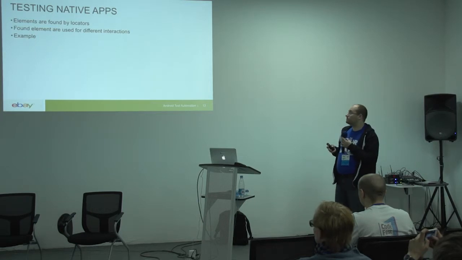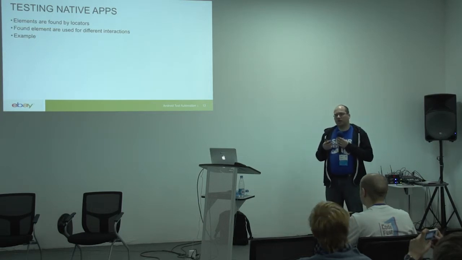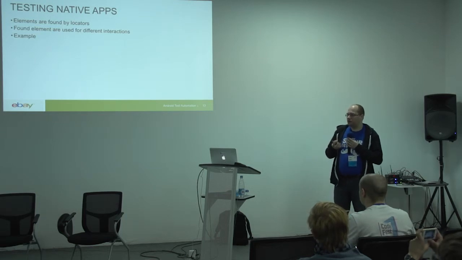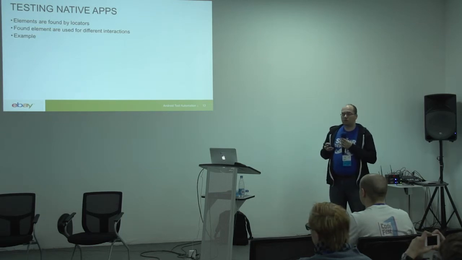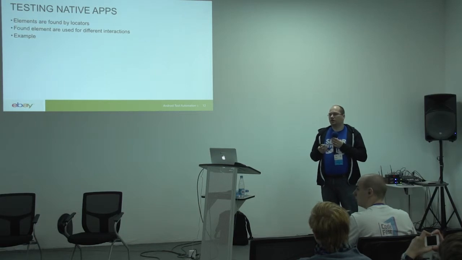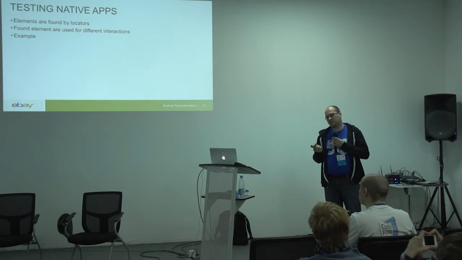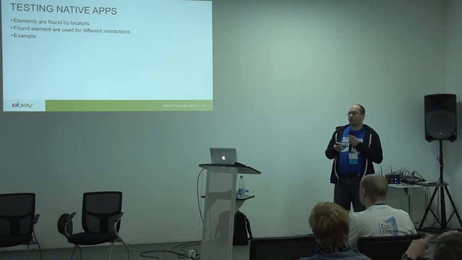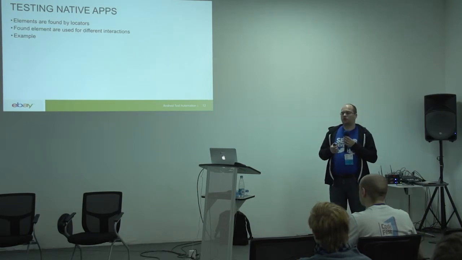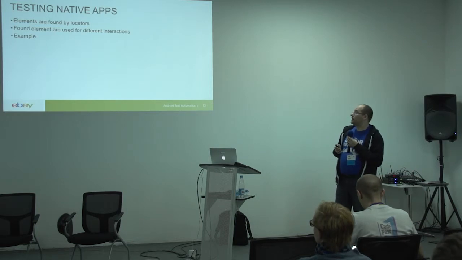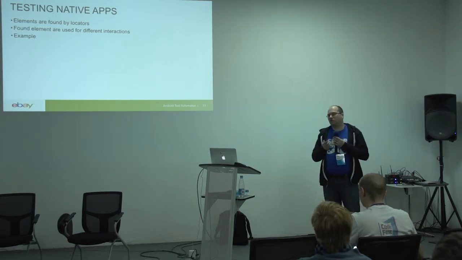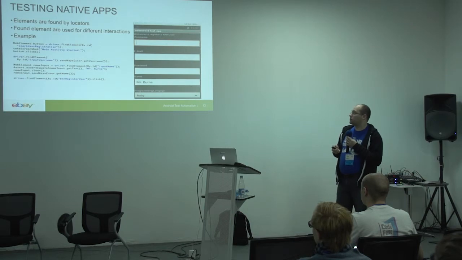And now I'd like to show you how you can test native apps. In general, the main thing is really how you find an element and then you interact with it. There we support different locators. So you can find elements by ID, by text, by partial text, by XPath, and also by the content description. That's also possible. And if you found an element, then you can just interact with it. And that's looking like this.